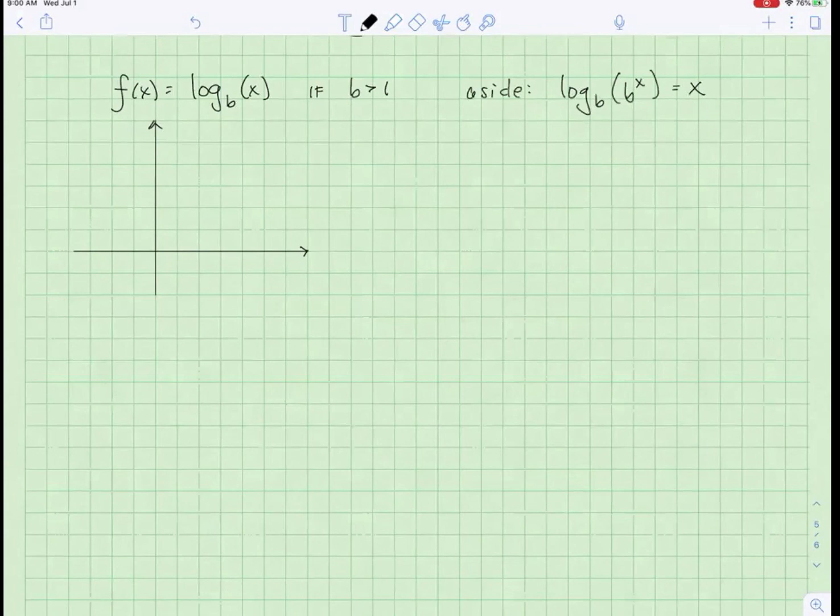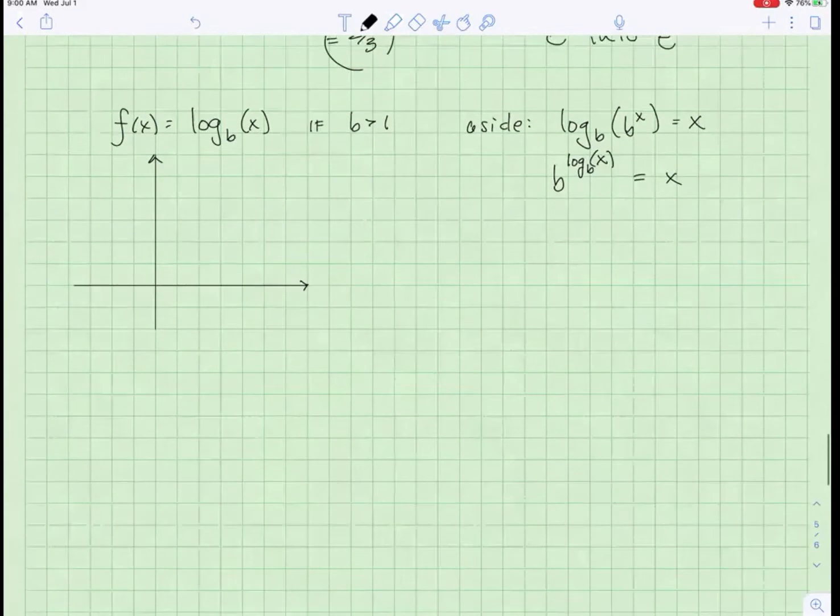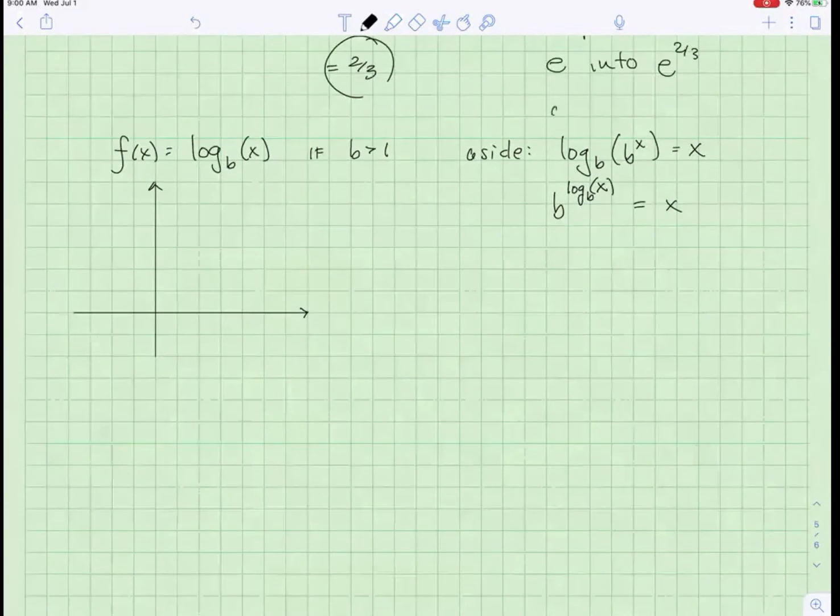Also, what if I did this? This one's a little bit crazier. Does anybody know what that one is? X. It's also x, and let's talk about why. These are called cancellation laws. Cancellation law 1, cancellation law 2.